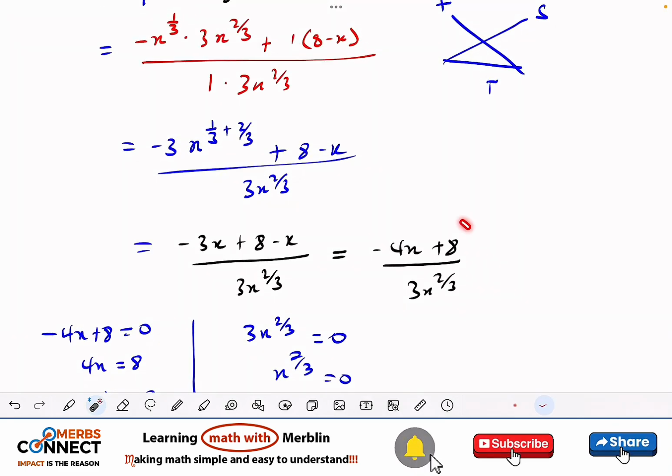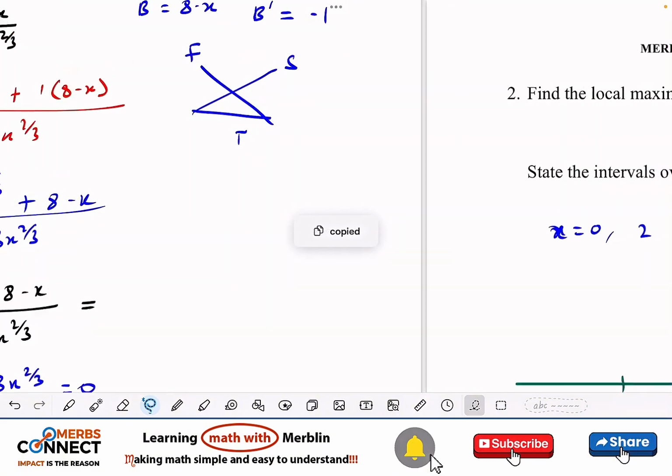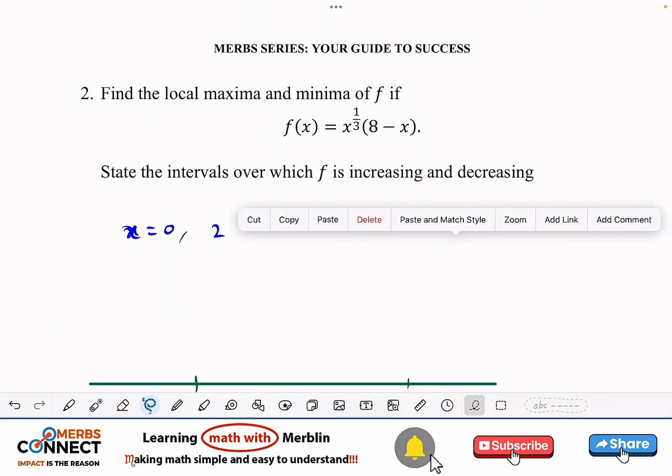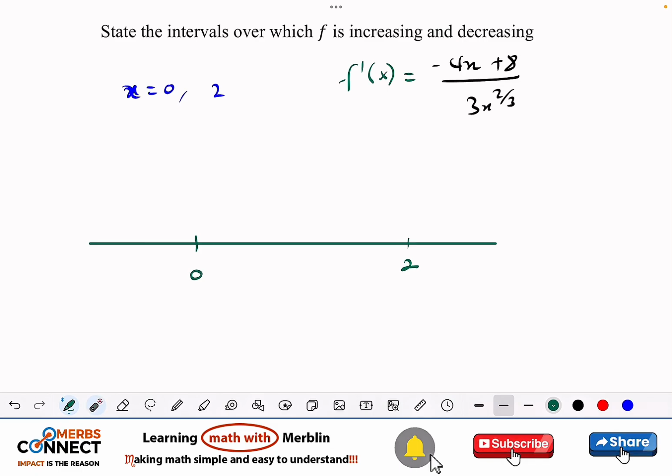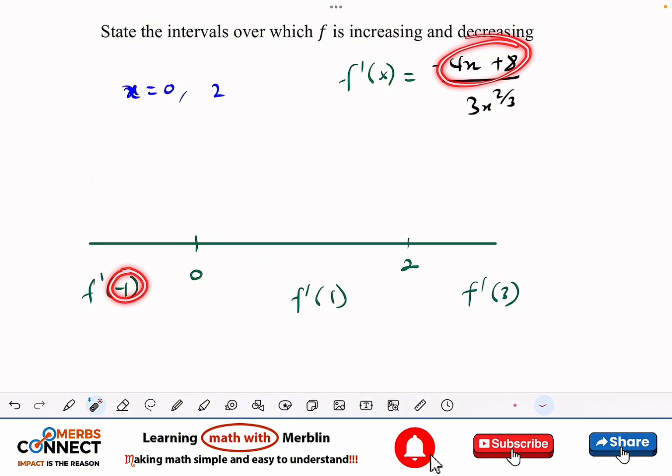But let me go and bring the first derivative. This is what we had for the first derivative. So let me just copy it and send it there. Good. So our first derivative is this. That is f prime of x is equal to this, because we are going to use it here. So pick any value here, plug it inside this. So I can pick minus 1, I can pick 1, and I can pick 3. So plug in minus 1 here and see what we are going to get.